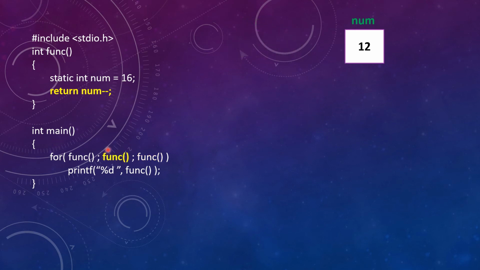Now our condition part will be executed. We already know how to execute this. Again we will return num minus minus. So 12 will be returned and its value will be decremented by 1. Now its value is 11. As we know, 12 is non-zero data, so the condition is accepted and it will move inside the for loop.